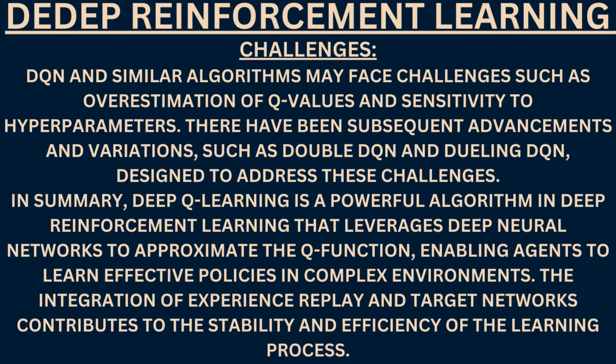In summary, deep Q learning is a powerful algorithm in deep reinforcement learning that leverages deep neural networks to approximate the Q function, enabling agents to learn effective policies in complex environments. The integration of experience replay and target networks contributes to the stability and efficiency of the learning process.